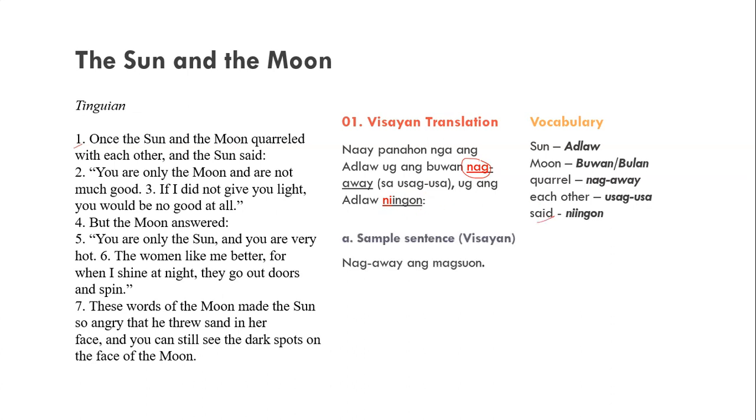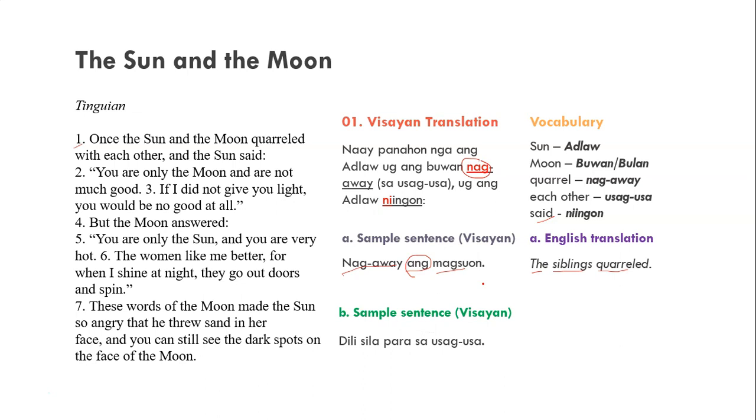So here it goes. Sample sentence is: Nag-away ang magsuon. So most likely, nag-away in the translation will be quarreled. And then this part, magsuon, means siblings. Ang is a marker, which could also be the particle "the" in English. And the next one is: Dili sila para sa usag-usa. As you know, this usag-usa here means each other. So probably in the sentence translation we will have each other. So they are not for each other.